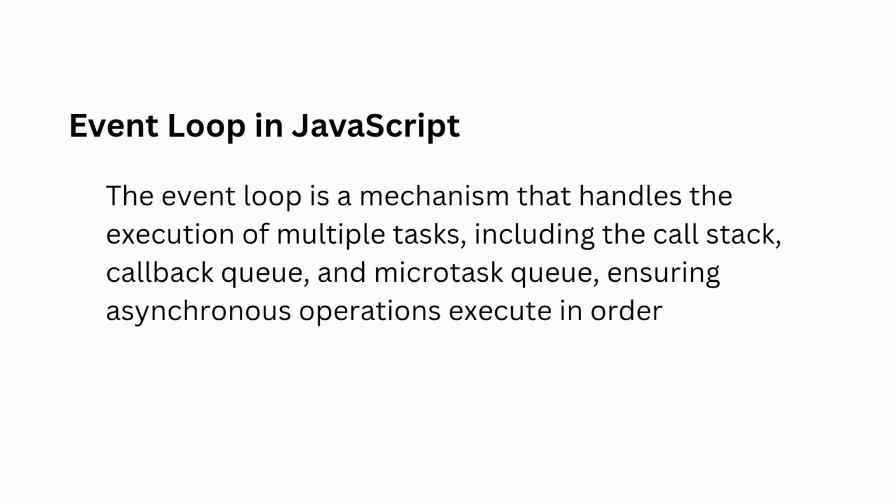Now we will see the event loop in JavaScript. The event loop is a mechanism that handles the execution of multiple tasks, including the call stack, callback queue, and microtask queue, ensuring asynchronous operations execute in order. Now we will see an example of how the event loop runs.